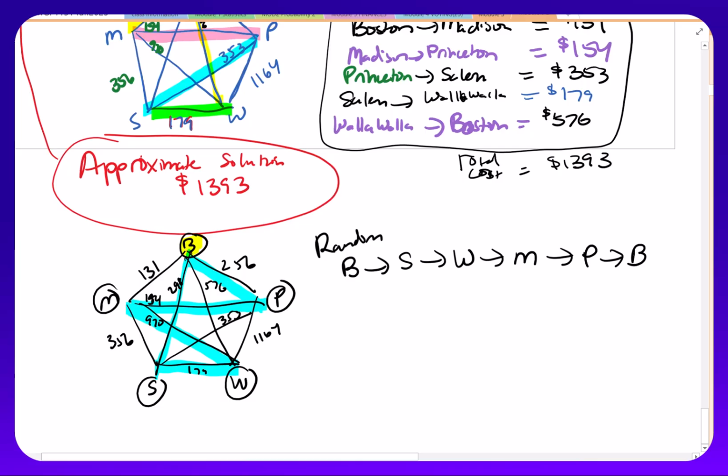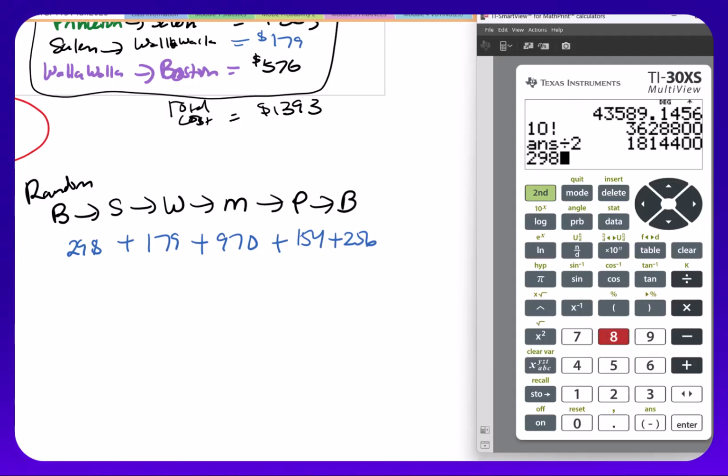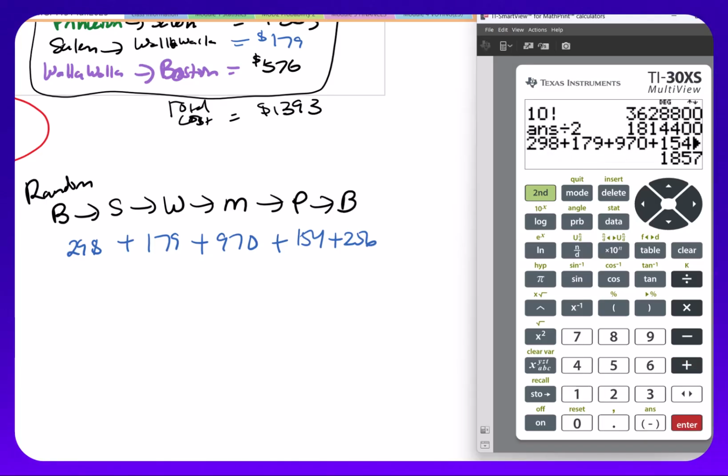Boston, I went to Salem, I went to Walla Walla, I went to Madison, to Princeton, and then back to Boston. So my cost here would have been $298, following that path down, then $179, then to Madison, $970, then to Princeton, which would be the 154, and the last one is 256. So we would take those pieces, put them in our calculator. 298 plus 179 plus 970 plus 154 plus 256. I got a cost of $1,857.